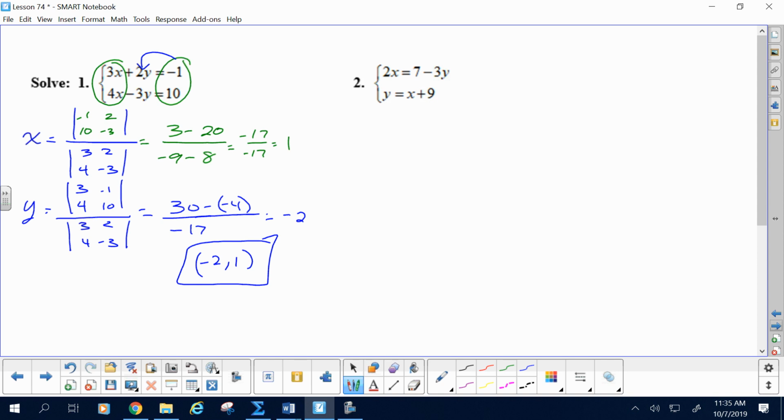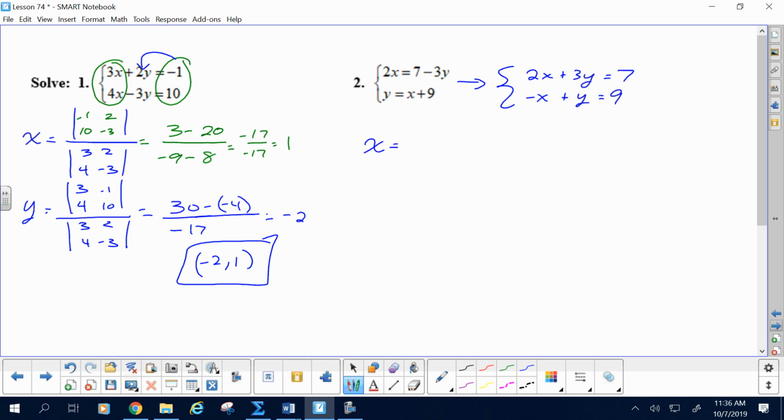All right. Now, sometimes it's not in what you would call the proper form. The whole idea is it has to be in the correct x's and y's on one side in order and constants on the other. So you would start by rewriting 2x plus 3y equals 7 and negative x plus y equals 9. Once you have it set up correctly, then you can use Cramer's rule.